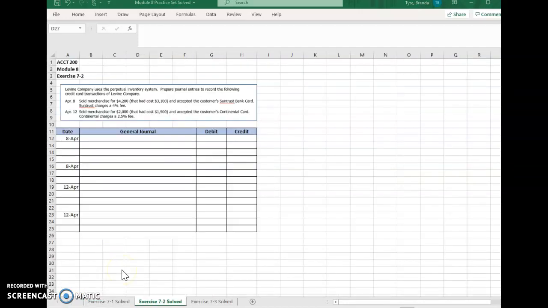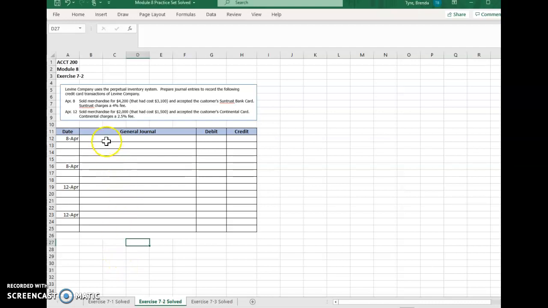Next, we're moving on to exercise 7.2, which is also on page 292. In this exercise, we will be looking at how to record credit card transactions. And we will see that we sold merchandise and accepted the customer's bank cards, so we are being charged a fee in both instances. Now, the turnaround time on the credit card transactions is pretty quick, so most of the time we just debit cash for the sale.